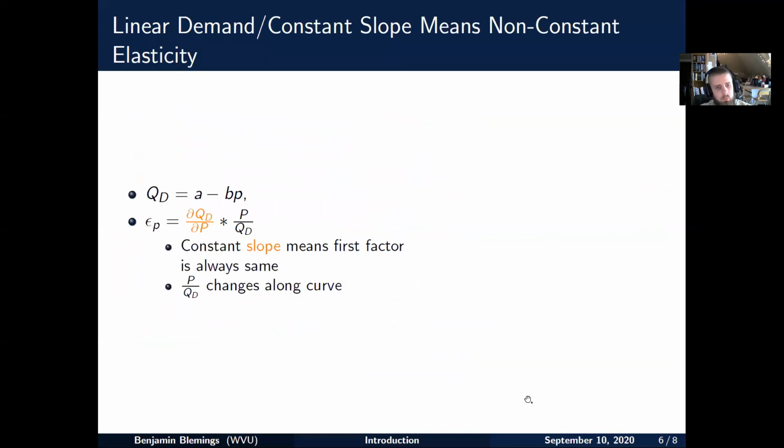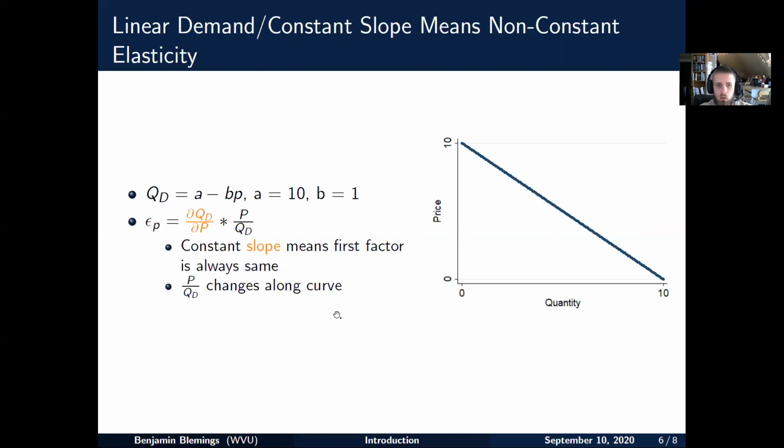the equilibrium point. And so I just want to point out that a linear demand or a constant slope means that there's a non-constant elasticity. And the reason for that is not because the slope is changing. Like we said, there's a linear demand or constant slope. What changes is this P over QD part of the elasticity formula. I'm going to visualize that for you now.